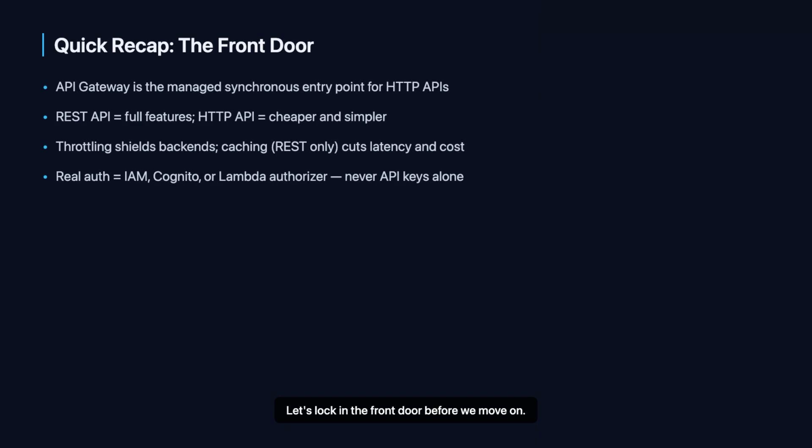Let's lock in the front door before we move on. API Gateway is the managed synchronous entry point for your HTTP APIs. The REST API gives you the full feature set. The HTTP API is cheaper and simpler. Throttling shields your backends from spikes, and caching, REST API only, cuts both latency and cost. And real authentication comes from IAM, Cognito, or a Lambda authorizer, never from API keys alone. That's the front door. Now let's look at what happens once a request needs more than one step of work.